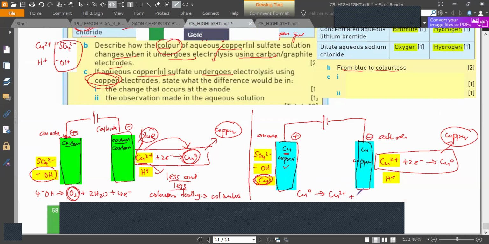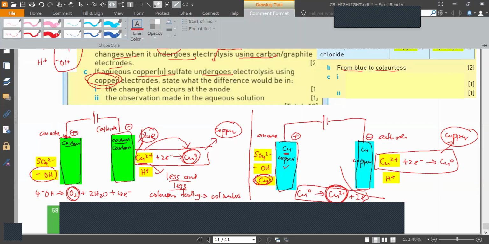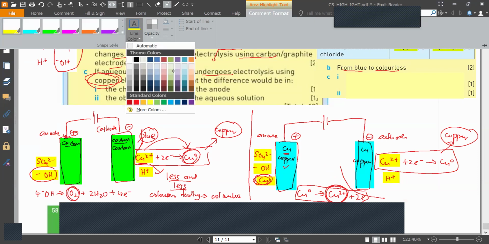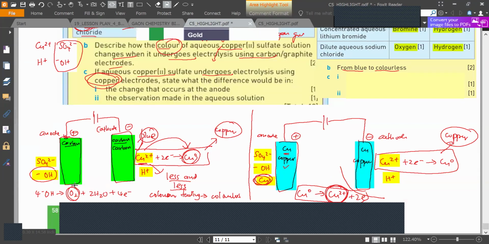So this is the one that happened. Here our product will be this copper ion. Let me just highlight all of the products with a different color. So we'll look at the products.